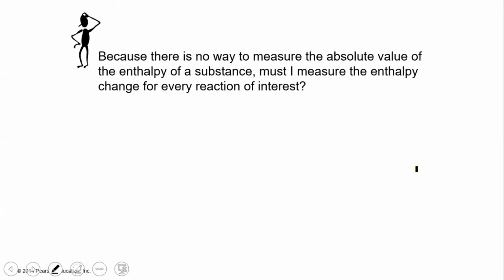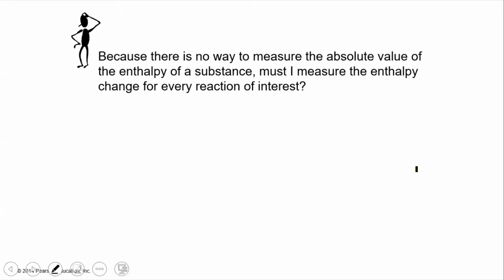Would I have to do that for every reaction that I'm interested in? Well, the answer obviously is no. What we're going to do is invent a path. We're going to pretend that the reaction happens by deconstructing the reactants and then getting the products assembled from scratch. So we're going to pretend that's the way the reaction happens, and we're going to consider the change, final minus initial, as being the products minus the reactants.